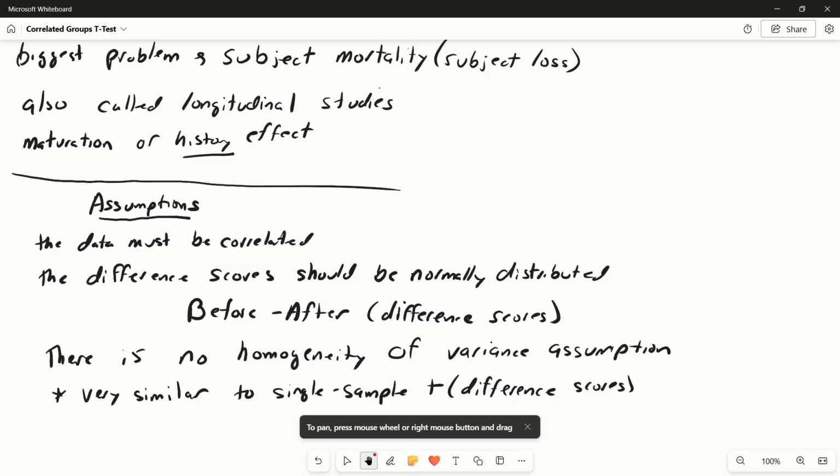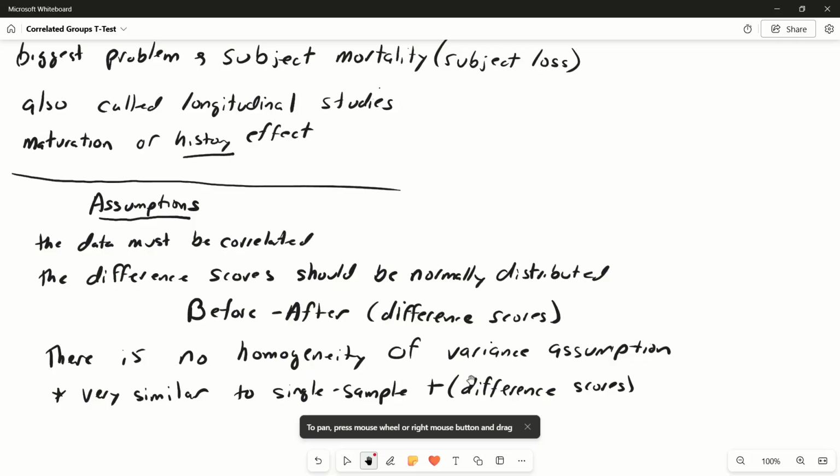And we're always comparing it to 0. So the null hypothesis is that the difference scores are 0. There's no difference between before and after. And then the alternative is that the difference scores are greater than or less than or different than 0, right? So we're really comparing one sample of difference scores to a value of 0. 0 represents the null hypothesis. So in this way, it's very similar to the single sample t-test. The formula is a little bit different because we're looking at difference scores, but it's pretty much the same as a single sample t.